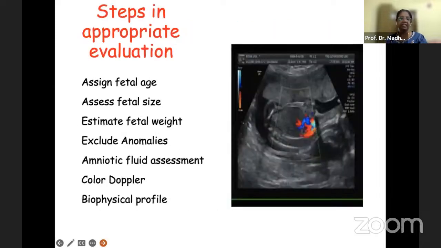How do you evaluate these babies? First thing, you should assign fetal age. I'll come to that in the next slide. Assess the fetal size, estimate the baby weight, exclude anomalies. It's very, very important. Amniotic fluid is very important because, as I already mentioned, when there's a baby which is compromised, there is compromise to the renal flow. Therefore, the output of the baby decreases, and there will be oligohydramnios. Color Doppler and biophysical profile are very important in managing these babies.